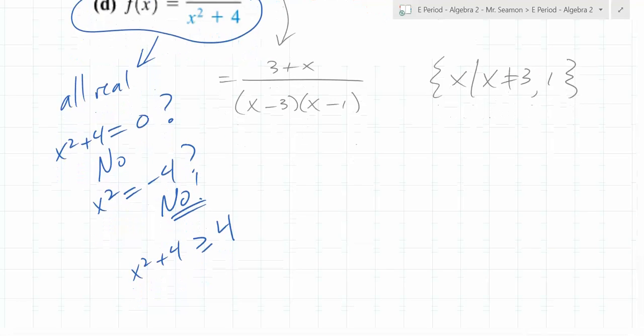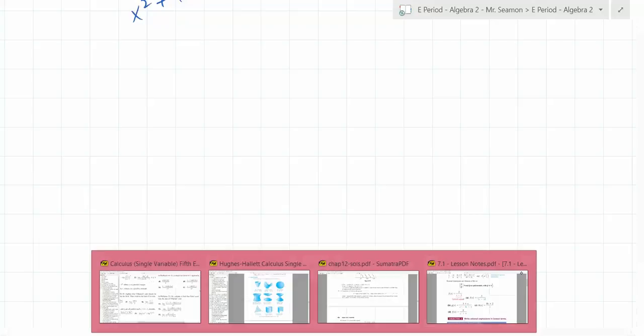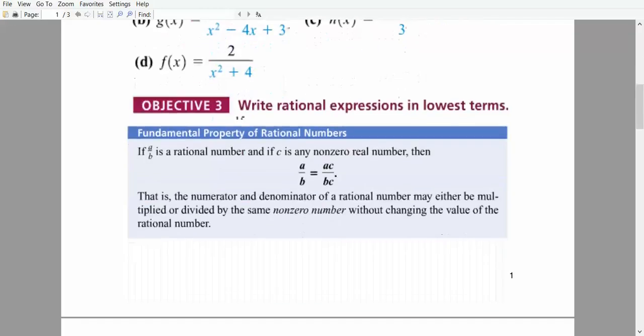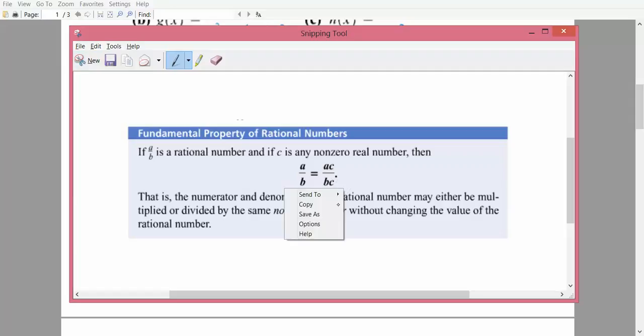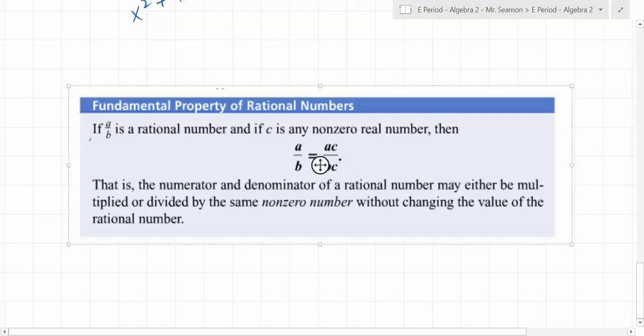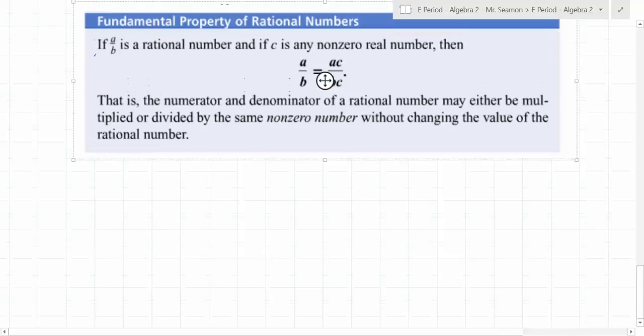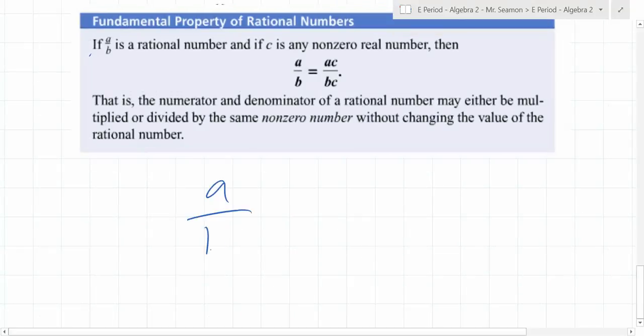Okay, so let's actually work with more mechanics inside the world of rational functions. And to do that, we're going to use this rule over and over. You've used this a million times already. Here it is. It's this fundamental property of rational numbers. It's a lot of words basically to say this. If you have a over b, that's the same thing as a times c over b times c. Can you go in both directions?